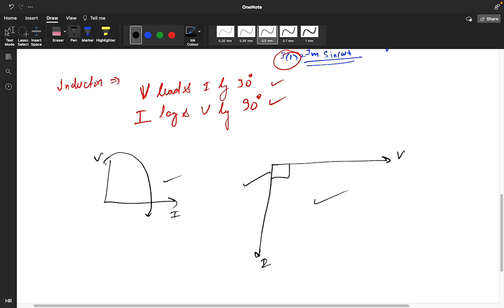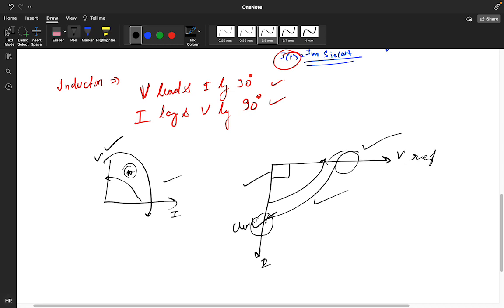Here also, if you see from the reference, your voltage is anti-clockwise, so that's why it is leading. If you assume this as reference, your voltage is again anti-clockwise, so that's why it is leading. If you see from this point, current is coming clockwise, so that's why it is lagging. So this lagging leading concept is clear.